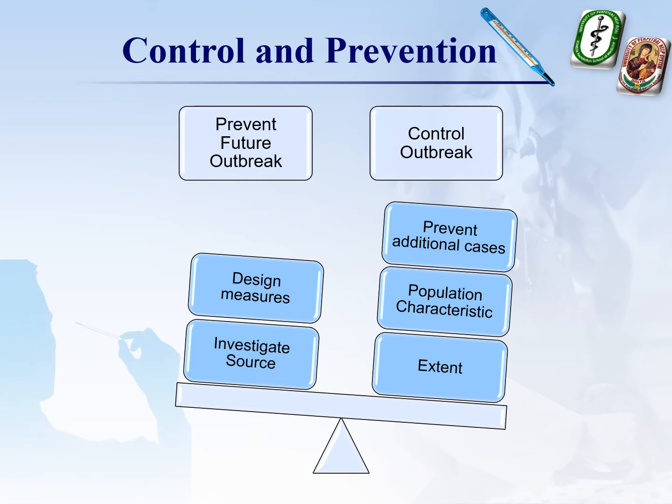Control and prevent. A primary reason for a public health investigation is to control the outbreak at hand so that we could prevent future outbreaks in any investigation. You have to strike a balance between these two goals, depending on where the outbreak is in its natural course. Are cases occurring in increasing numbers, or is the outbreak just about over? If cases are continuing to occur, your first priority will more than likely be controlling the outbreak.